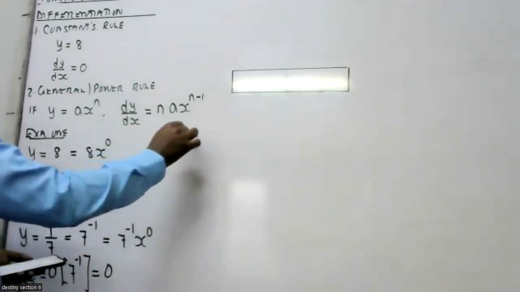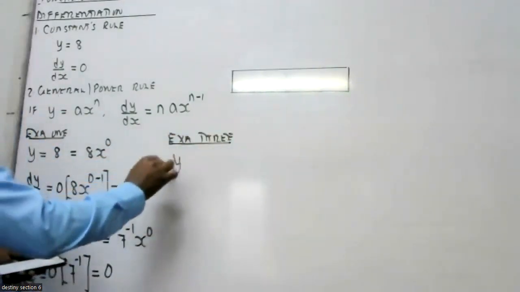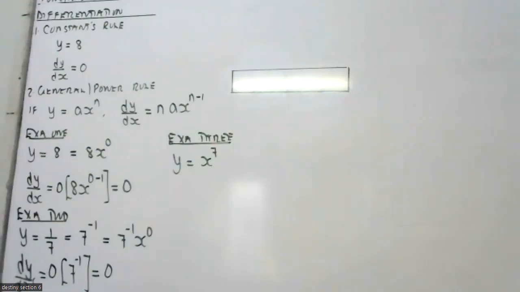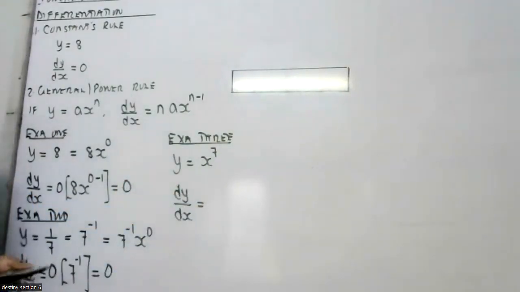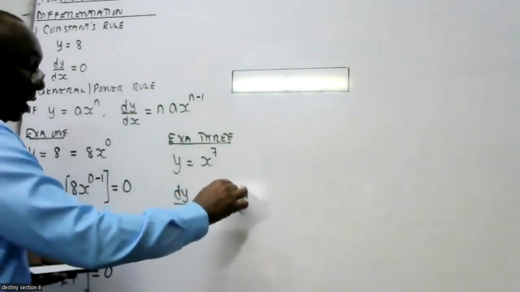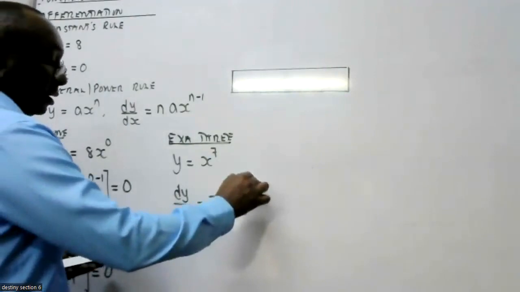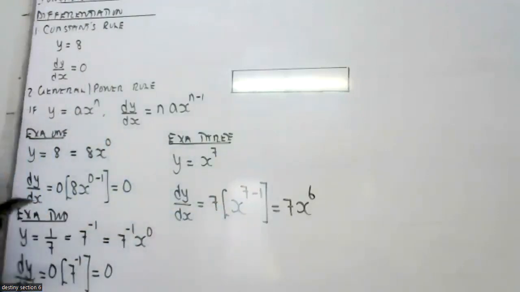Example 3. If you are given y equals x raised to power 7, then dy/dx will be: you take this power 7, bring it down as a multiplier of x, and raise x to power 7 minus 1. So this becomes 7x raised to power 6.